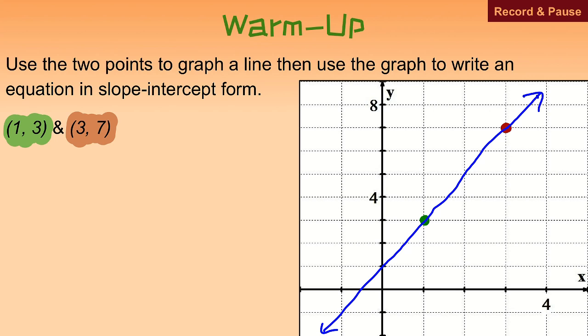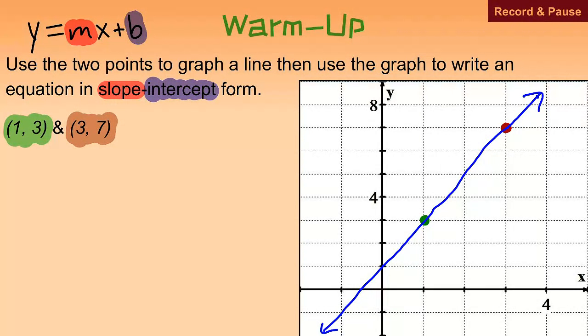There we go. Now, if I'm going to write an equation in slope-intercept form, it's going to be important to remember what slope-intercept form is. So y equals mx plus b, where m is the slope and b is the y-intercept. All right?